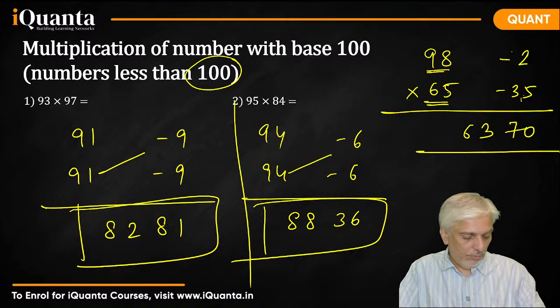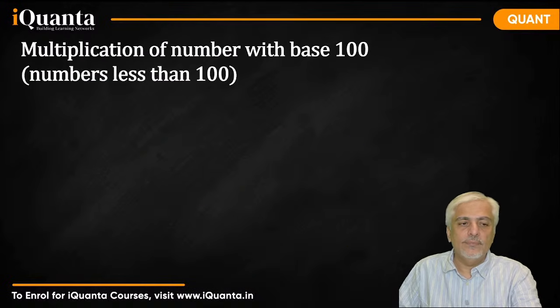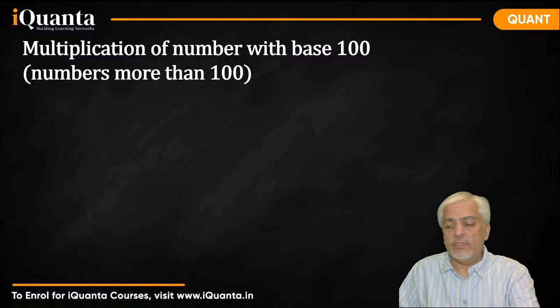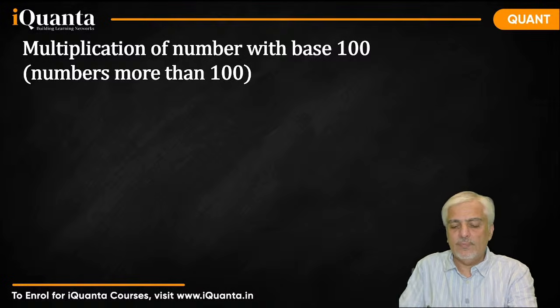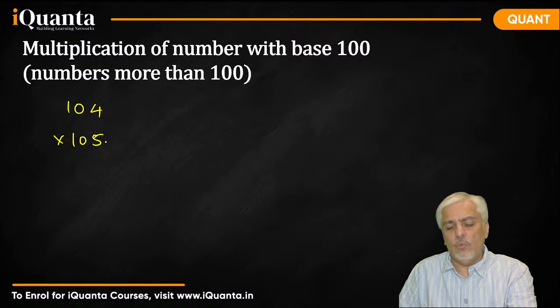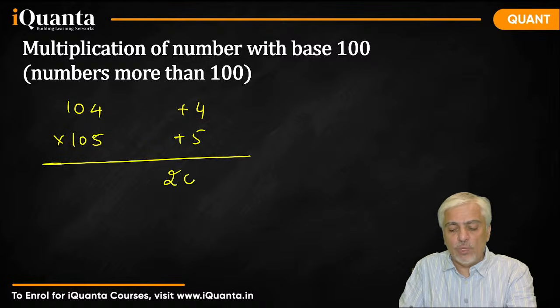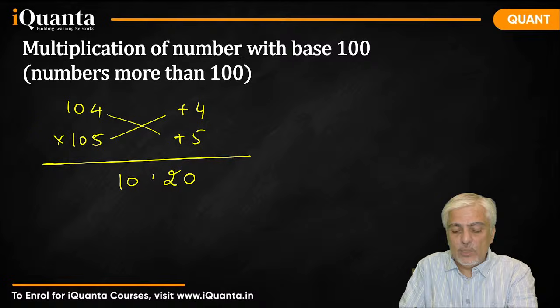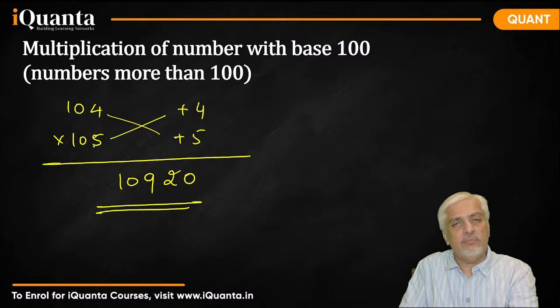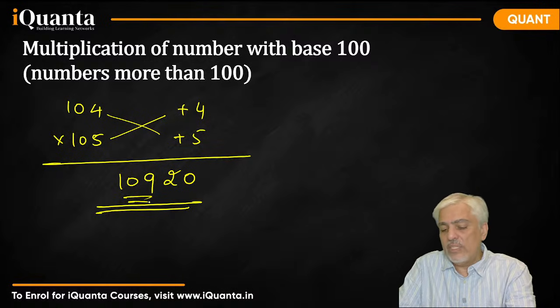Chalo. Last couple of things. So less than 100 is done, now more than 100. Method is same. 104 into 105. No change in method. What is 104 minus 100? Plus 4, and plus 5. 4 5s are 20. No problem. 104 plus 5, same thing, 109. This time addition. There also we were adding, but there was a minus sign. 105 plus 4, 109. 10920.